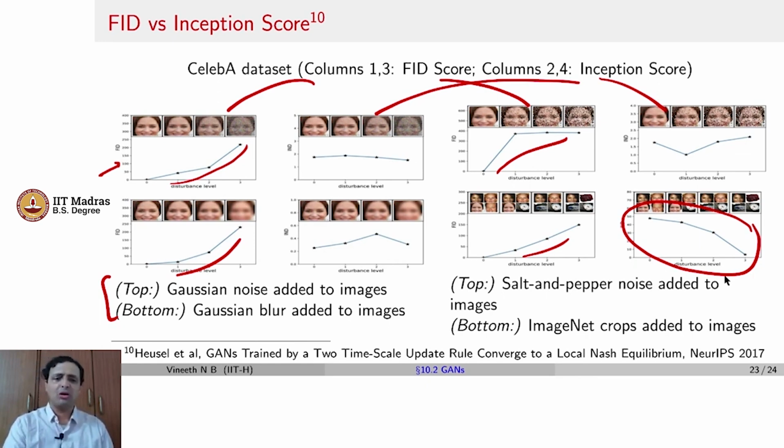However, for Gaussian noise, Gaussian blur and salt and pepper noise, you see that the inception score doesn't show too much sensitivity to these kinds of noises in the distribution. There is some variation, but it's not as stark as for other images.